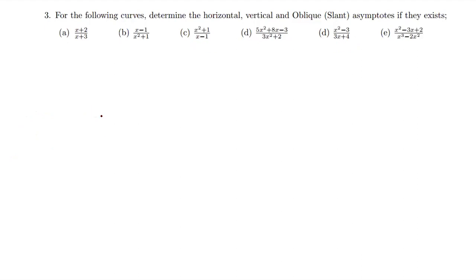Now this is where you need to be clear. For the oblique, the reason why we always say the degree of the numerator is supposed to be higher than the degree of the denominator is because to find the oblique asymptote or the slant asymptote, you need to divide the numerator by the denominator. How do you do that? If you know synthetic division, you can use the synthetic, but for me, I like using long division.